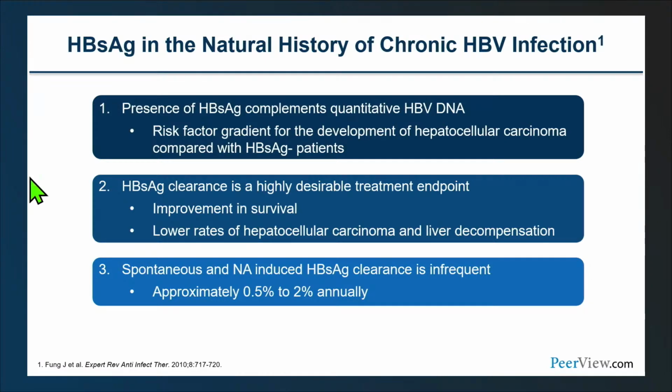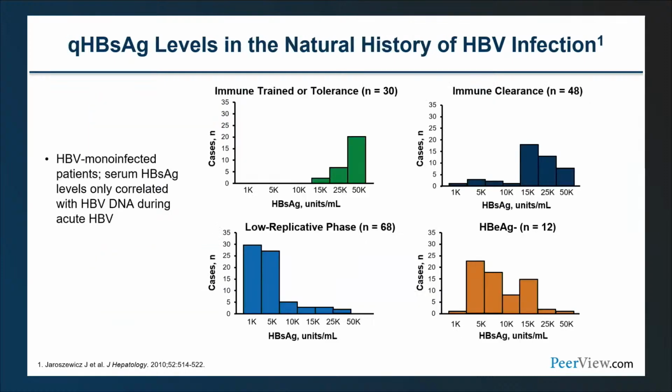If you clear surface antigen, which is unfortunately all too rare, this is a very welcome event, because these individuals have lower liver-related events and lower rates of hepatocellular carcinoma. Again, we don't see this spontaneously, but we have therapies coming that are going to be helpful in improving this functional cure rate, or loss of surface antigen. So we're just learning about surface antigen levels, but I'm just going to show you what happens in the various different groups.